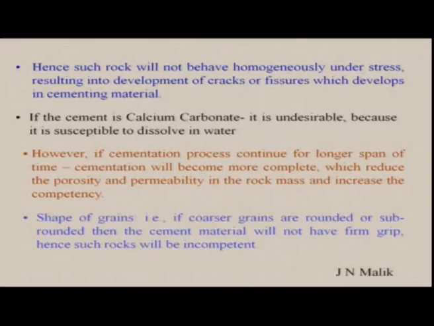Okay. The shape of the grains is also important. If the coarser grains are rounded or sub-rounded, then the cementing material will not have a firm grip. So if you have breccia as compared to conglomerate, then the breccias are better because they will have angular fragments within that. Okay, so this is the reason why the conglomerates will be incompetent. Most of the coarser gravels, the coarser grains which are rounded in shape, will result in incompetent rocks. So this is another part in terms of the shape.